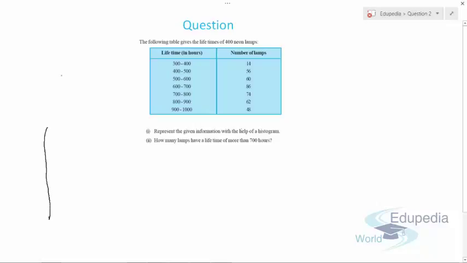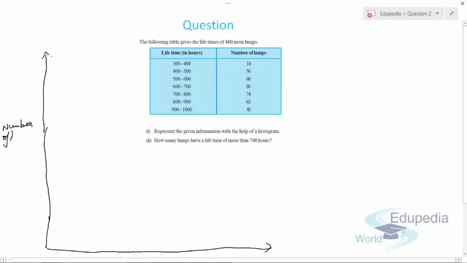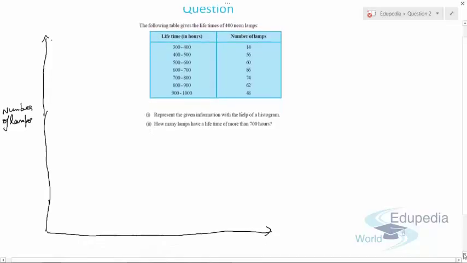So let's say we draw like this. Over here will come the number of lamps, and over here will come the lifetime in hours. Let's say this is 0. Now we need to represent the data. First of all, we need to write the scale.